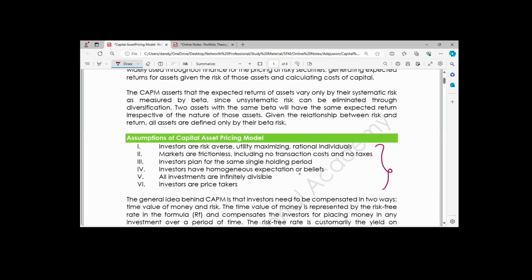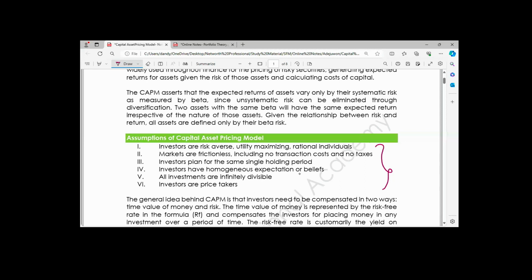When you say risk averse, investors are those investors that do not like risk, and despite the fact that they do not like risk, they want to maximize their expected return. Then the next one says that markets are frictionless, including no transaction costs, and there is no taxation. It's not possible. When you make profits, you are expected to pay tax on those profits. And they say there will be no transaction cost.